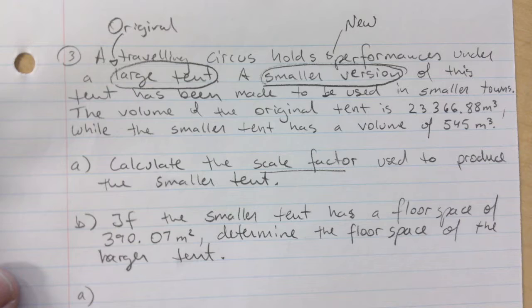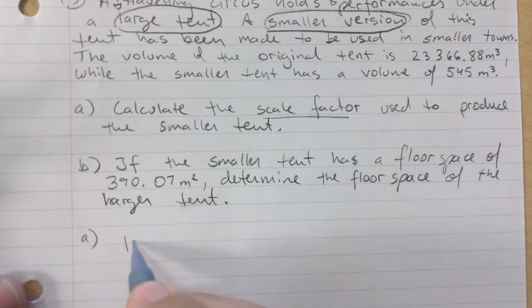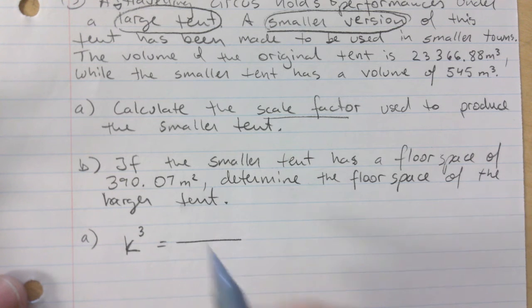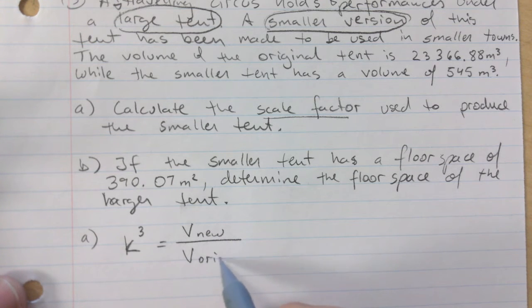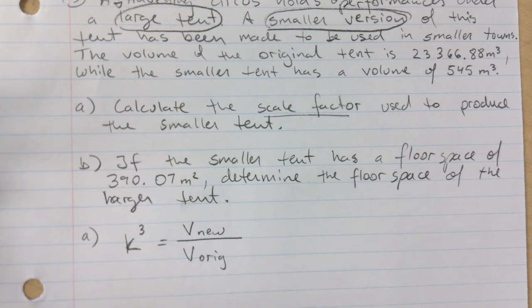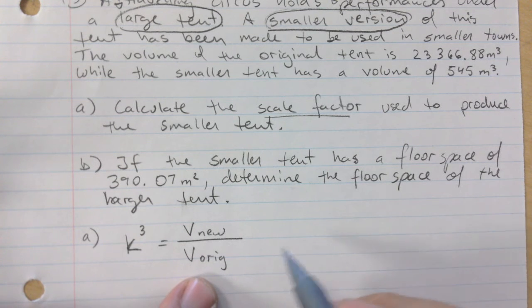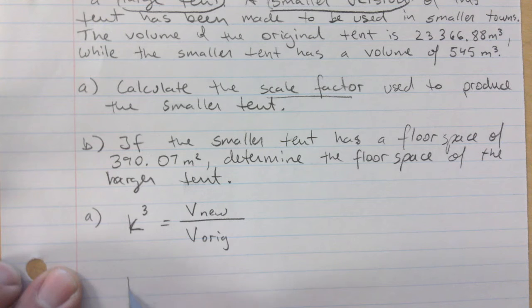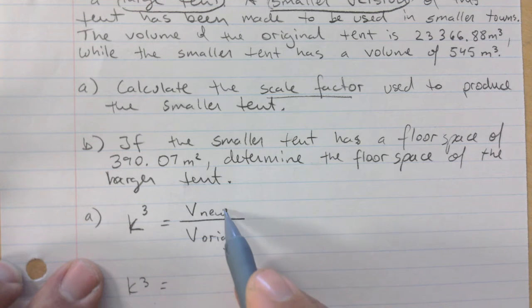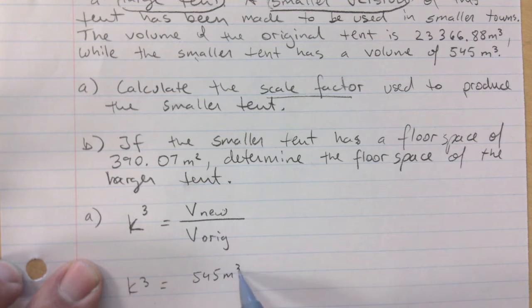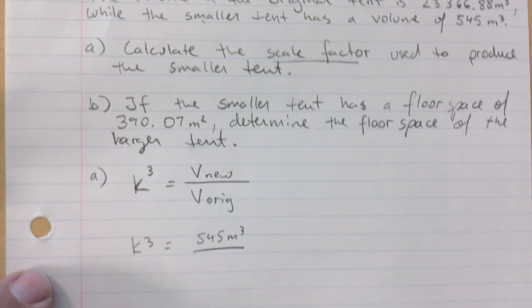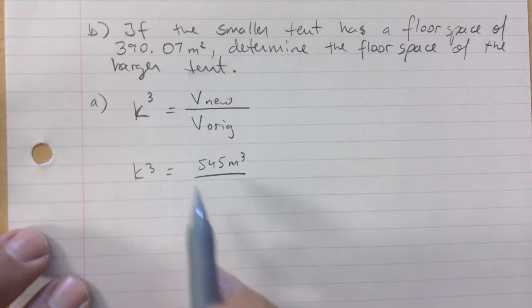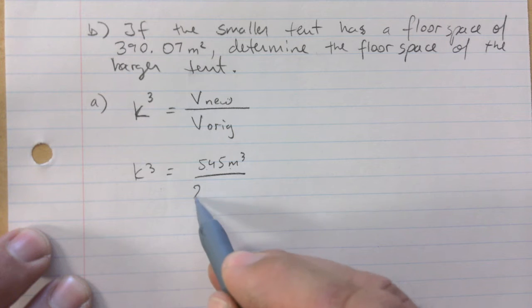So for A, I'm going to use K cubed, not just K. And I'm just going to write it down first, volume of the new. I find that if you write it down once, you're less likely to make a mistake. Okay, so K cubed is going to be volume of the new one, which is the small tent. So the 545 cubic meters goes in the numerator. Sorry, I wasn't showing you the whole thing, right? 545 goes there.